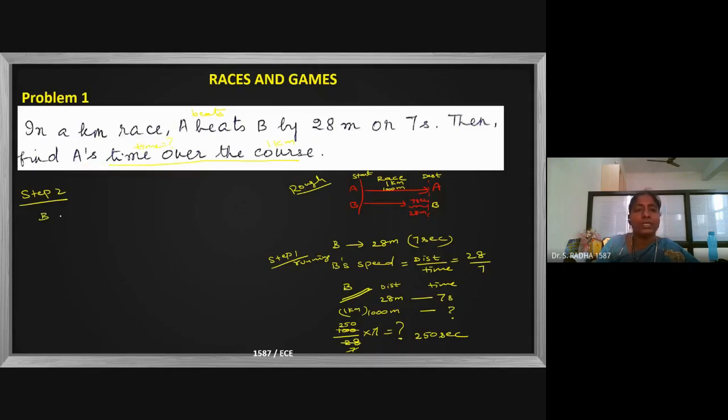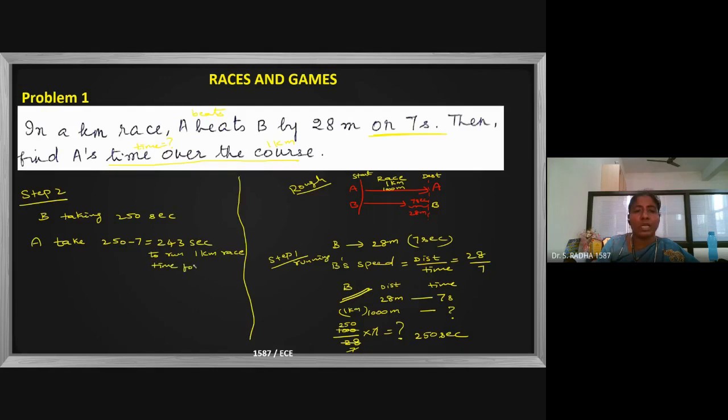So if B is taking 250 seconds, it is already given that A beat B by 7 seconds. He is running fast by 7 seconds. So A will take 250 minus 7, which is 243 seconds, to run the 1 kilometer race, or the time for the course.